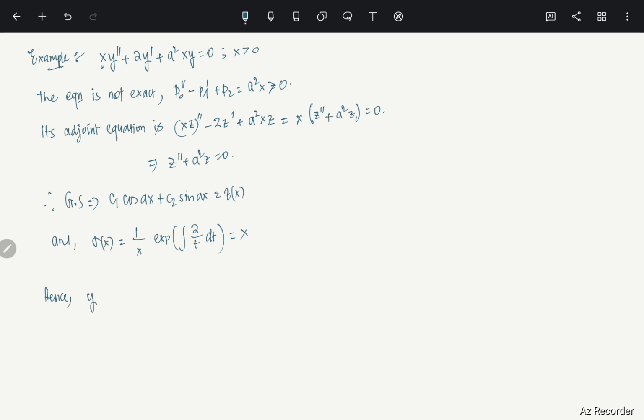So what is the solution of our original problem y of x? It is nothing but z of x by sigma x. I hope this is correct. It is c1 times cosine ax by x plus c2 times sine ax by x. Is this okay? This is how you solve the problem.